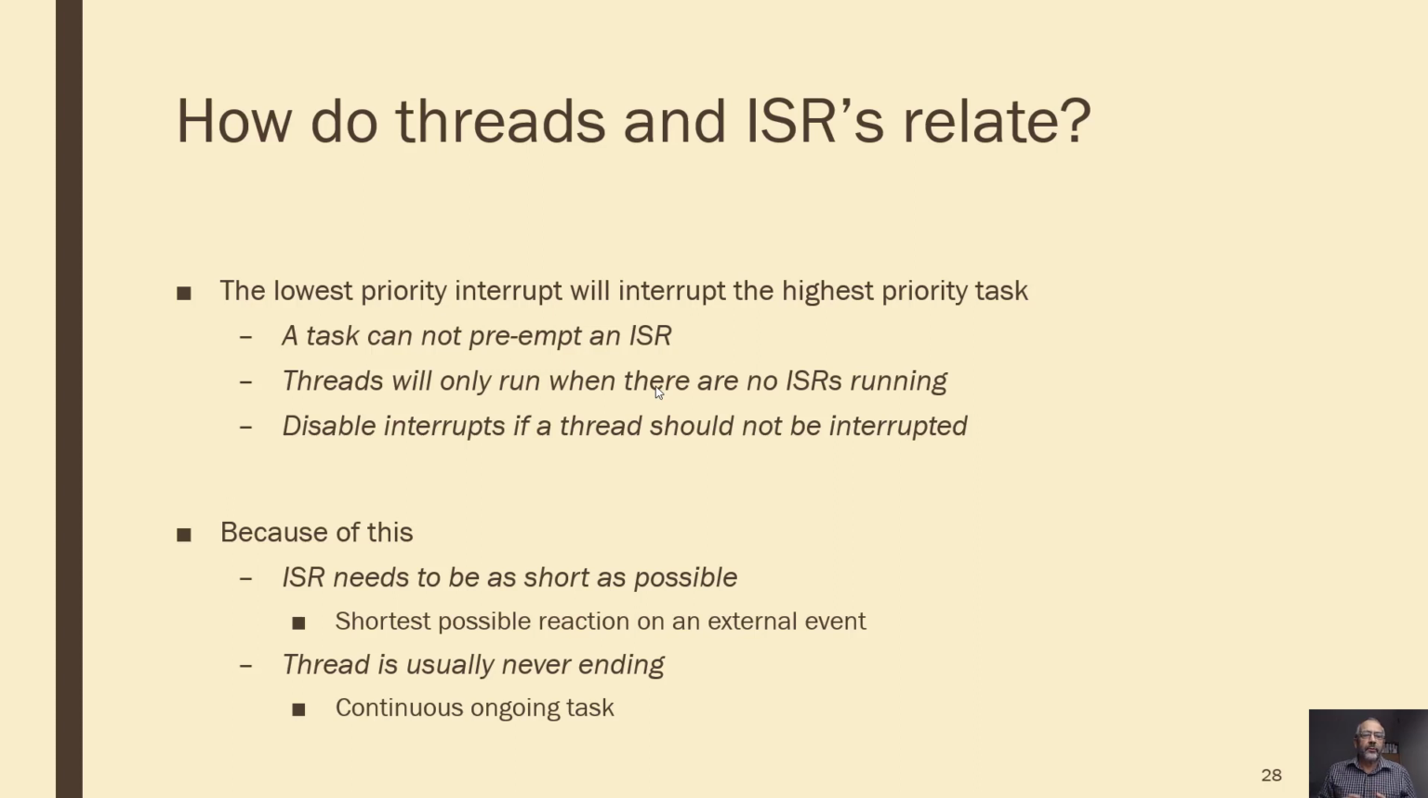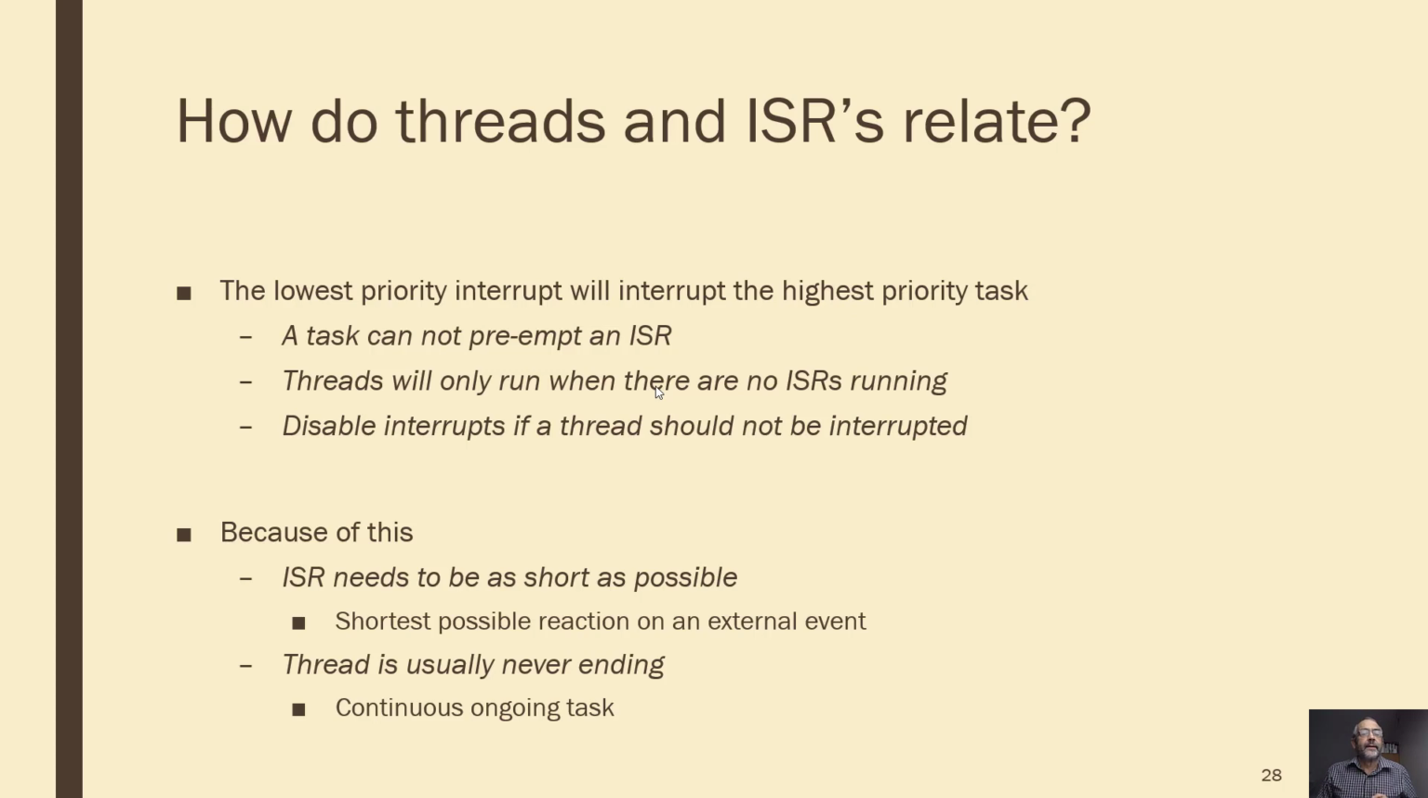Well, first, how do threads and ISRs relate? Well, the fact is that even the lowest priority interrupt will always interrupt even the highest priority task. So an interrupt service routine always takes precedence over a thread task. And the task can also, of course, not preempt an interrupt service routine. So threads will only run when there are no interrupt service routines running.